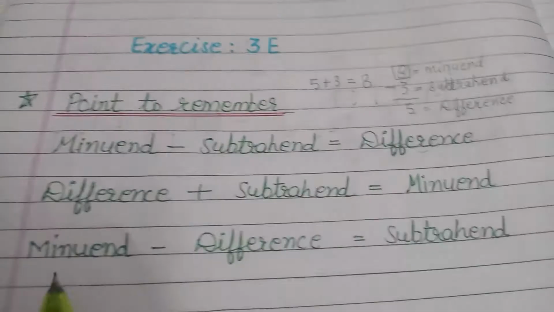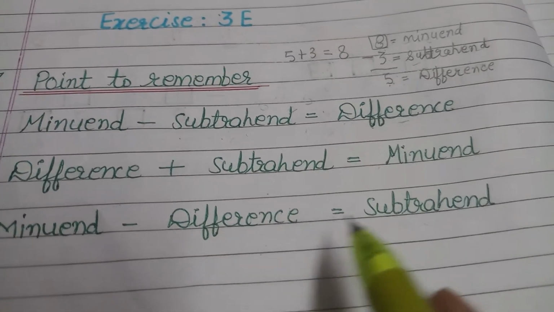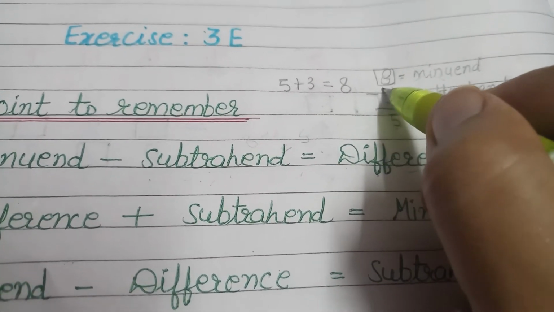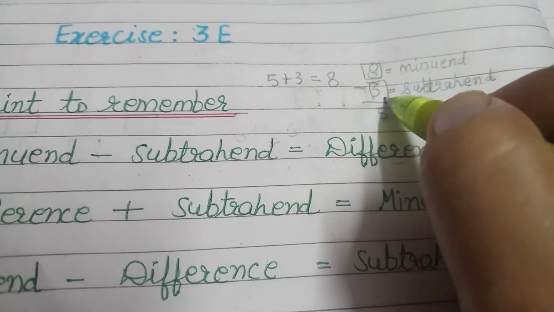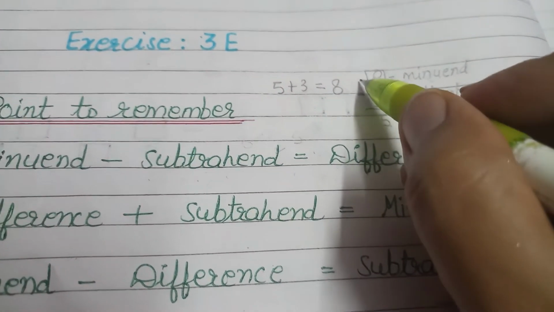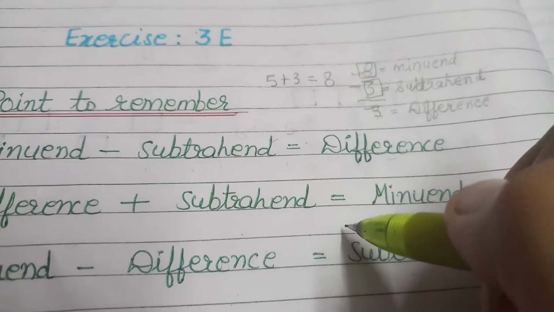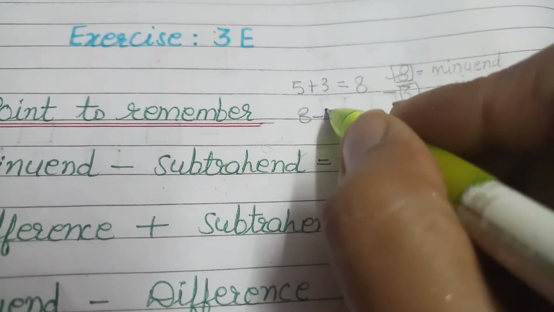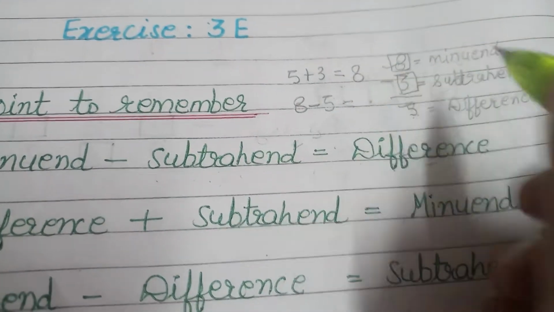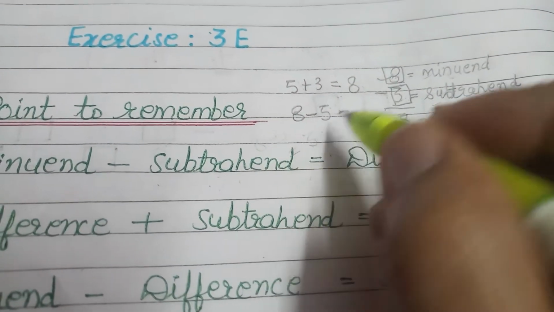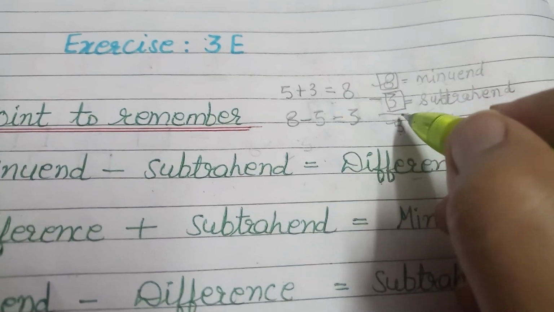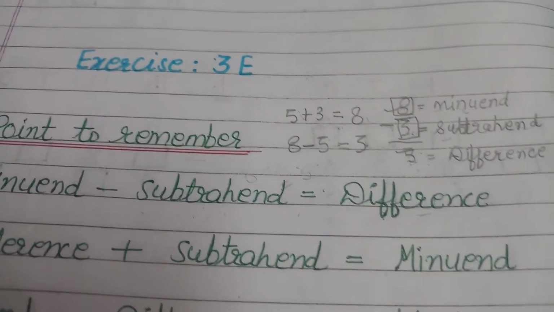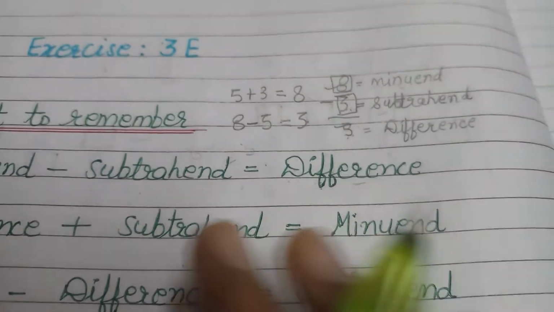Now, minuend minus difference is equal to subtrahend. Think that we don't have this subtrahend, we don't know that number. We have our minuend and our difference. That time we will do minuend minus difference. Minuend is 8, difference is 5. So 8 minus 5 is 3. In this way we can find missing digits. Let's start today's exercise.